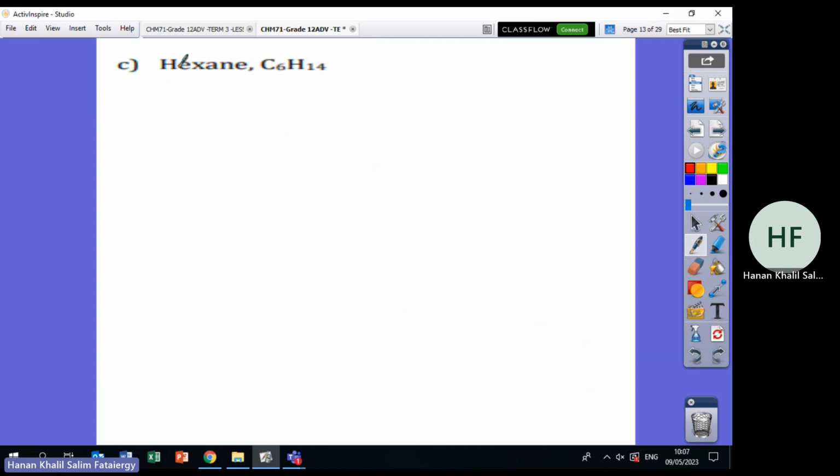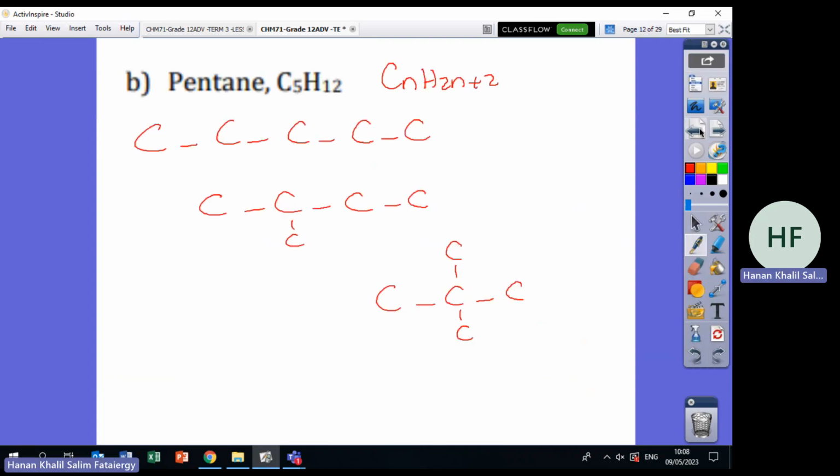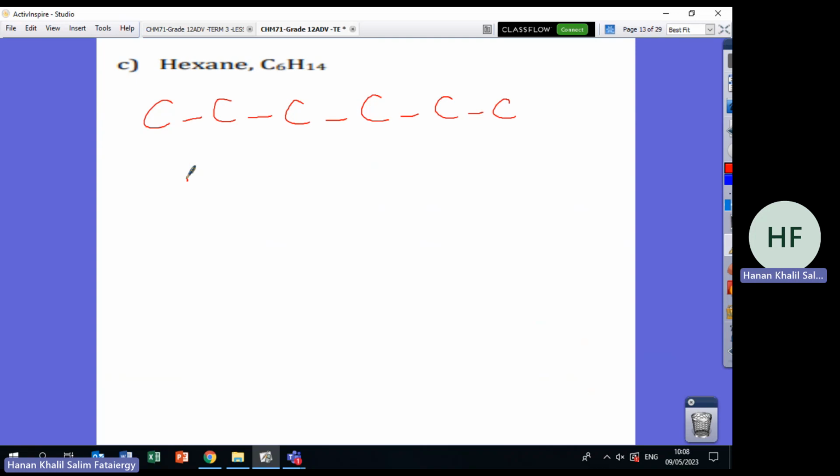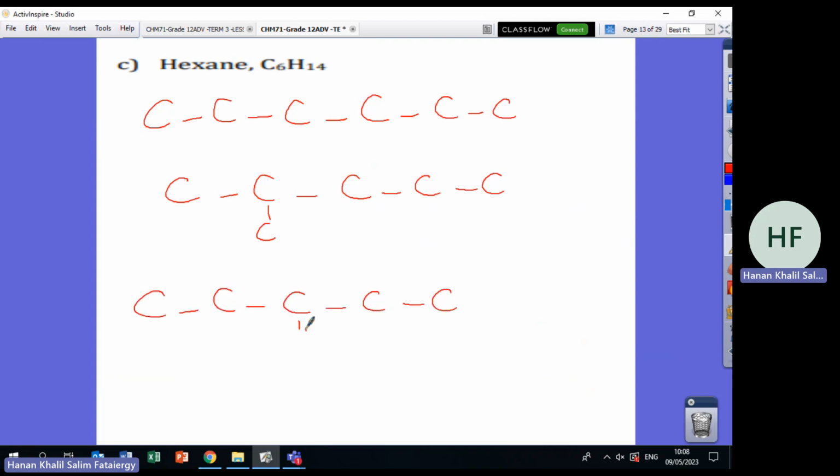Now hexane. Hexane will also have more than 3 isomers. Notice that pentane has 3 isomers, hexane has more. The more carbons you go, the more isomers you get. 1 2 3 4 5 6, then 1 2 3 4 5 and I put my branch here. My branch is at 2, here my branch is at 3. If I put a new branch here, it will be 2, so this is not new. I can say 1, 2, 3, 4 and one branch here, one branch here.